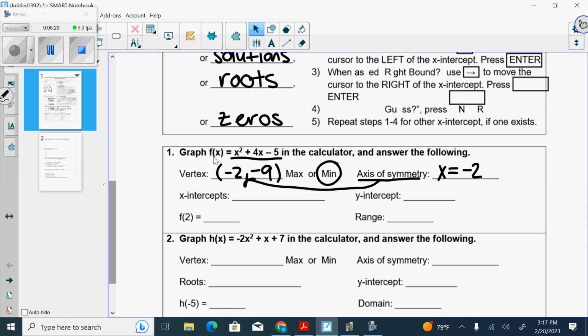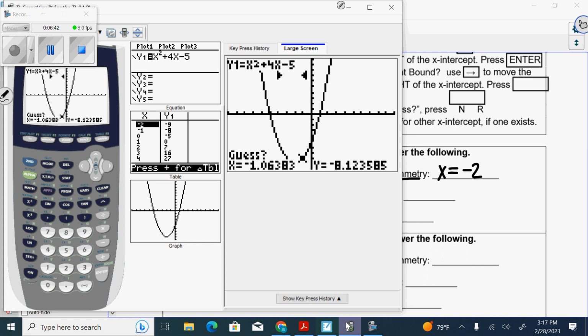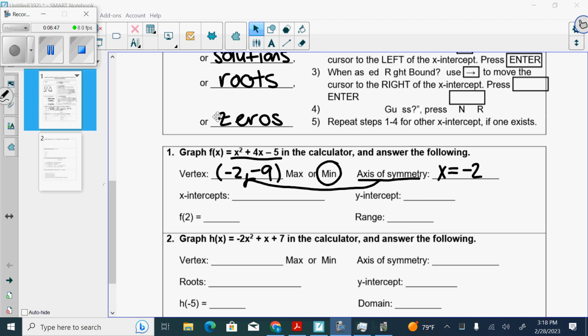Okay. Then it's going to ask for our x-intercept. So we have another box right up above here that gave us step-by-step instructions on how to find that too, right? Okay, let's see if my calculator unfroze. It did not. Okay, hold on a second. Now we're looking for our zeros. And if we look up above, we have a whole box of instructions on how we can do that too.